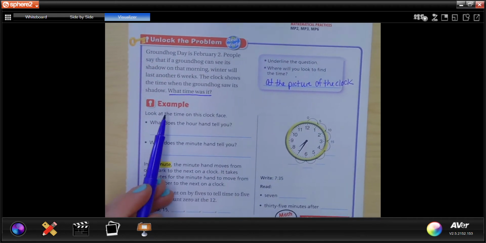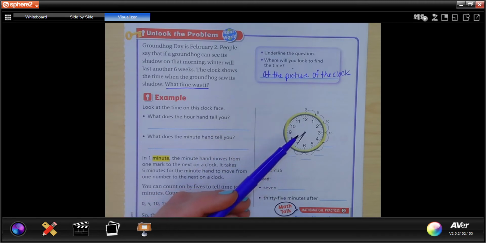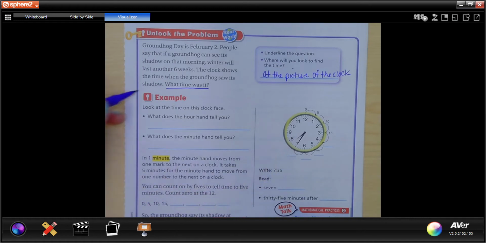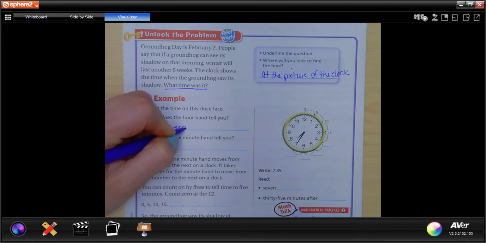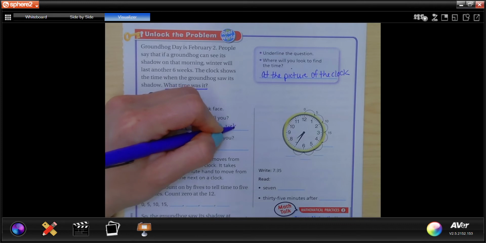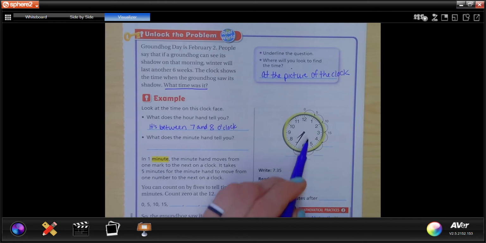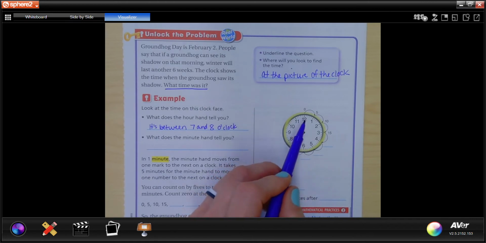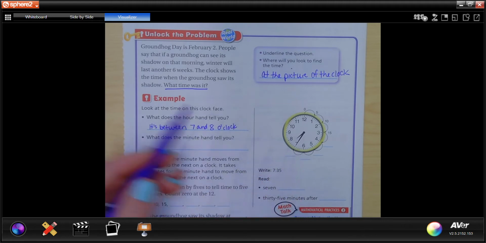Example. Look at the time on this clock face. What does the hour hand tell you? Well, if we look, we know the short hand is the hour hand, the long hand is the minute hand, so the short hand, the hour hand, is between 7 and 8 o'clock. What does the minute hand tell you? Well, we know that 7 would be up at the 12 and 7:30 would be at the 6, so we know it's after 7:30.